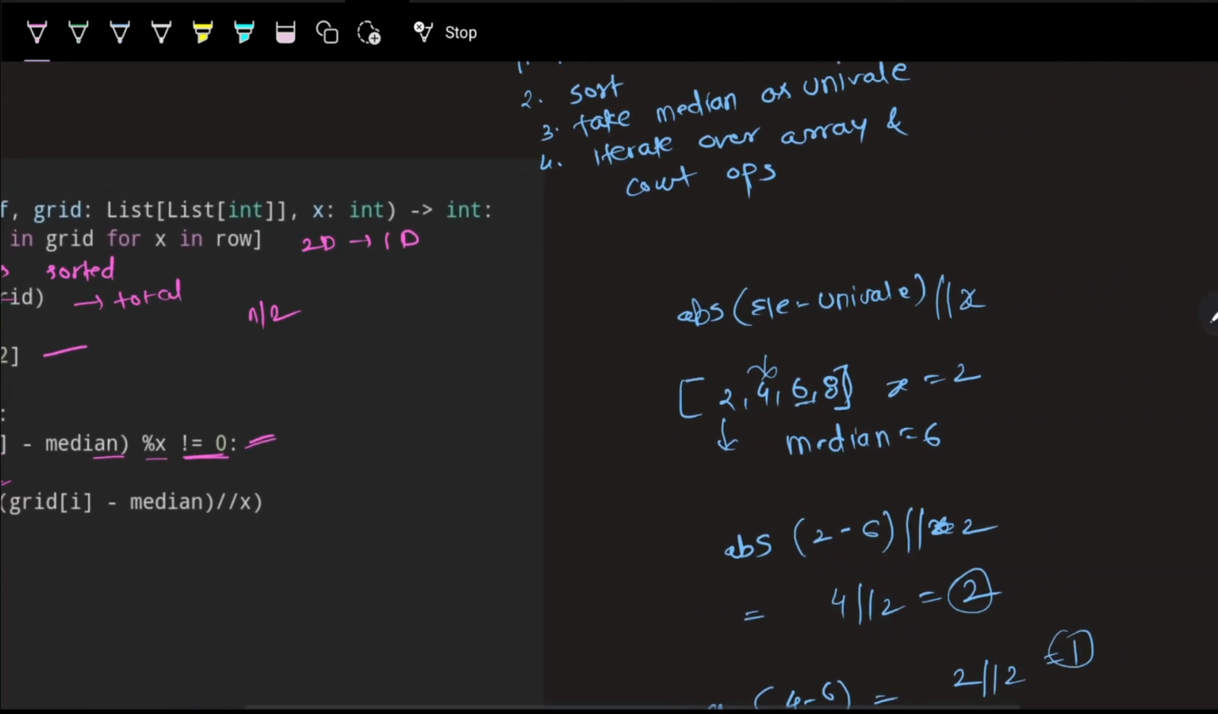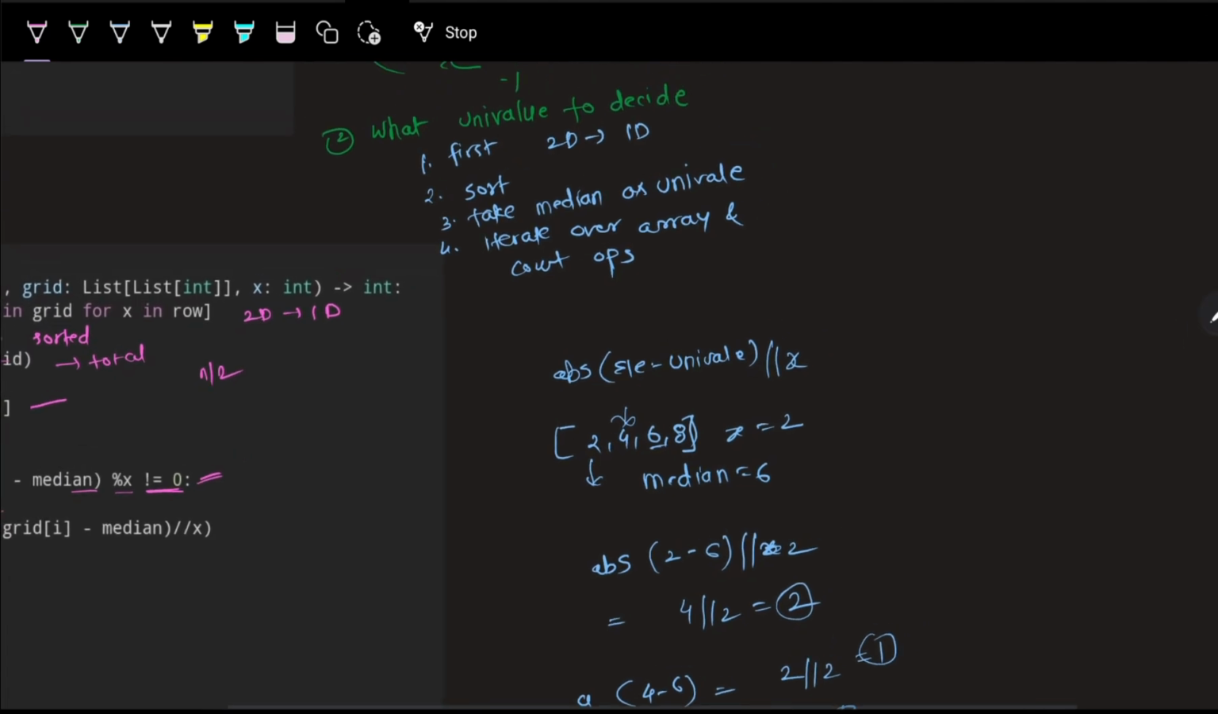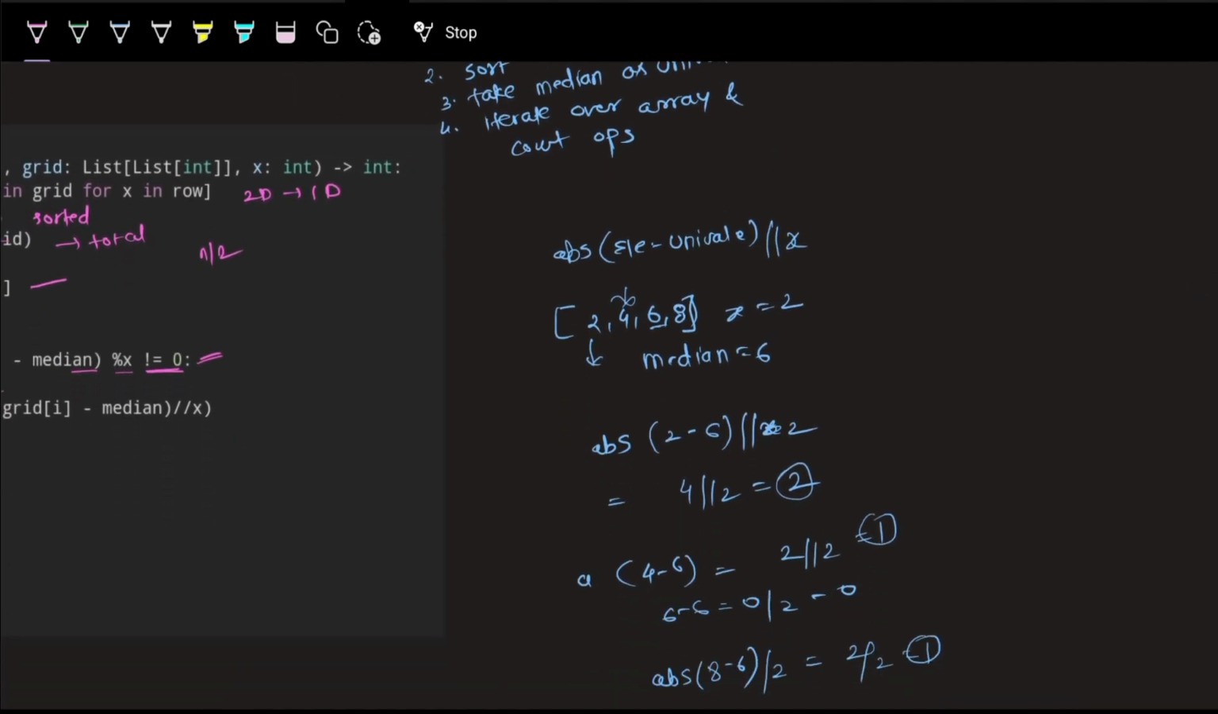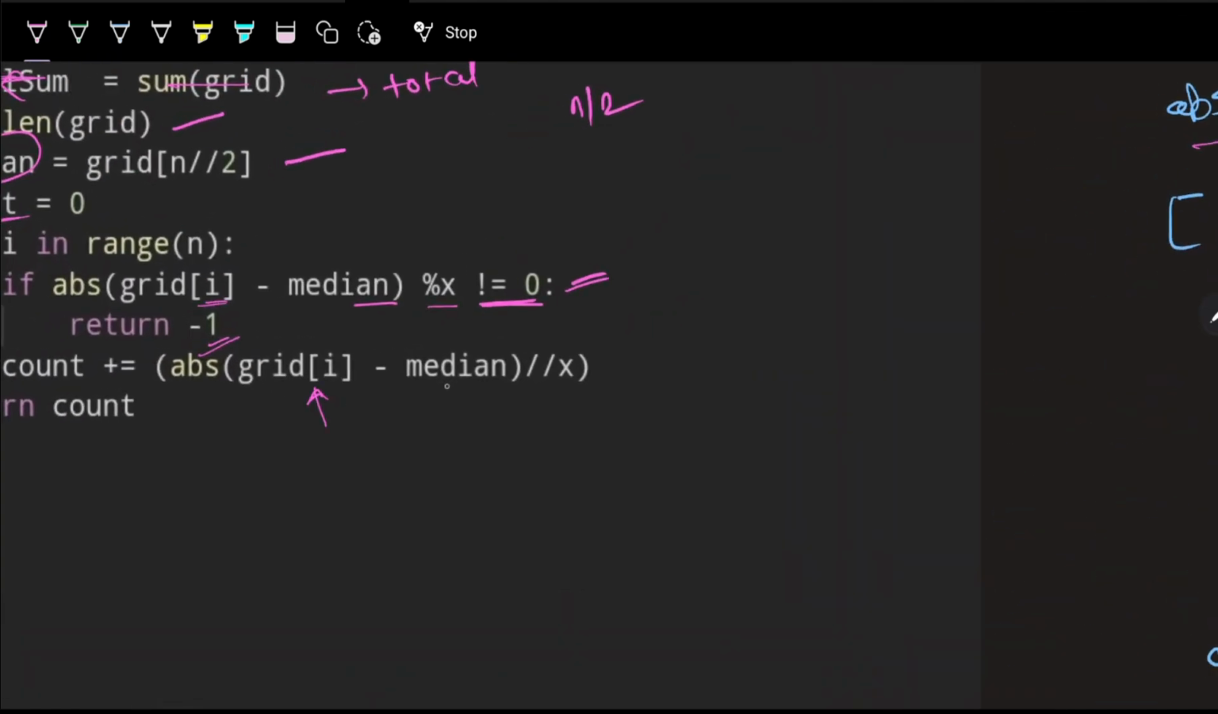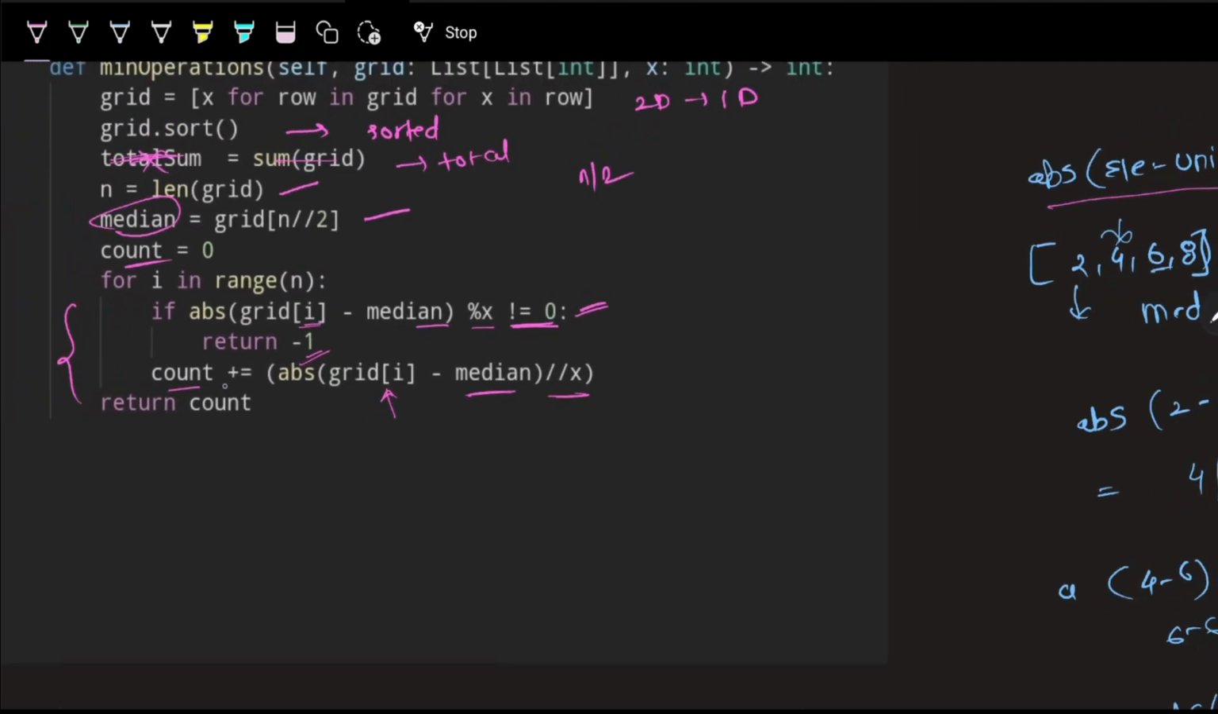Else what I am doing, this is what we discussed, right? Iterate over the array and count it. Else, count plus equals absolute of element minus unit value divided by x. So current element minus median divided by x. This is what I am taking here in the count, incrementing it, correct? And finally I am returning the count.